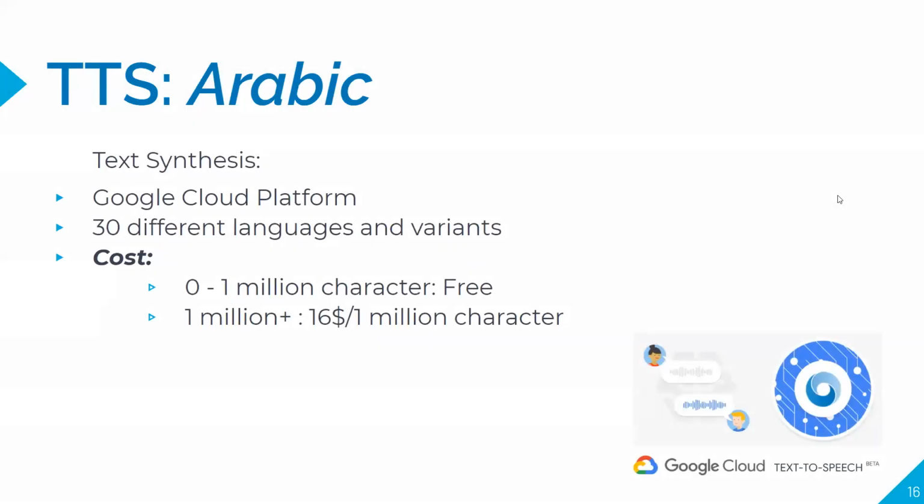Moving on to the text synthesis part, we used Google Cloud Platform, and specifically the text-to-speech API. It has 30 different languages and their variants. However, we're only using Arabic as it's a bit costly. After you read your first 1 million characters, it starts billing you $16 per 1 million characters.